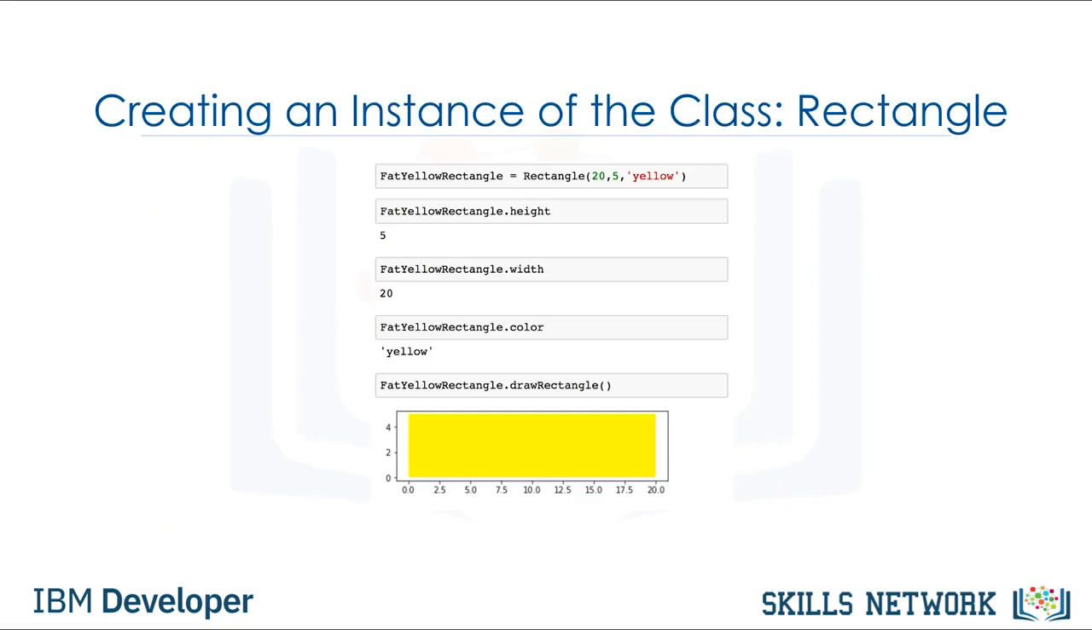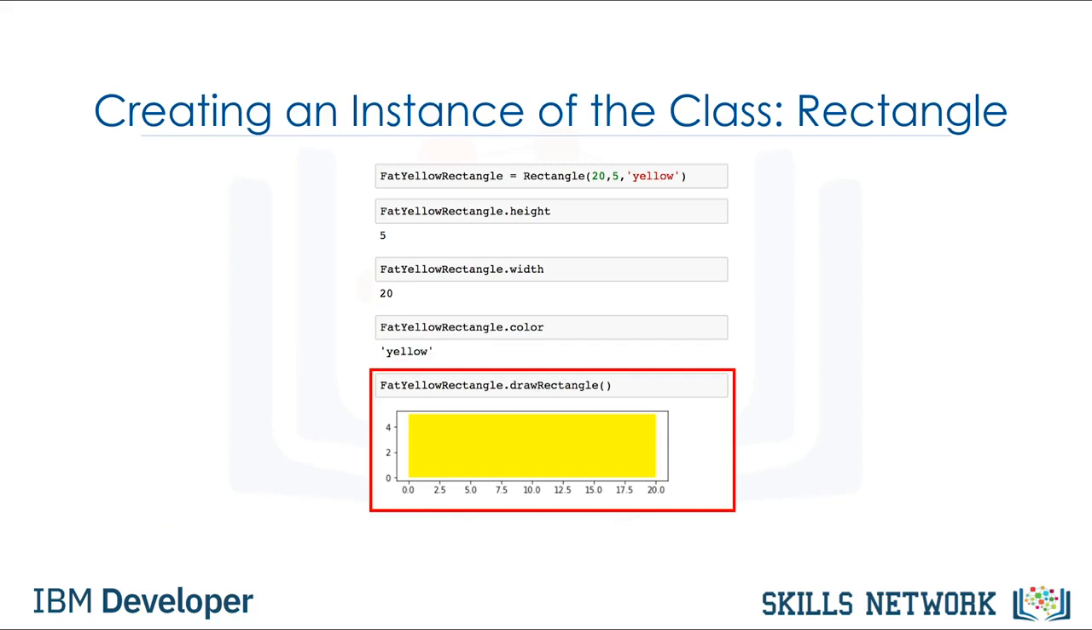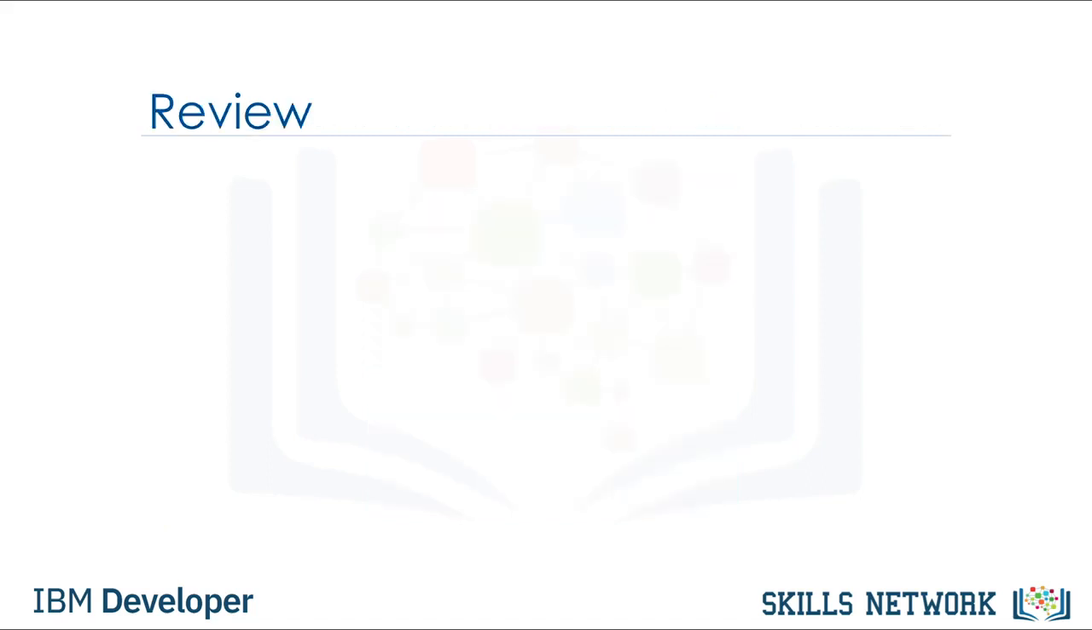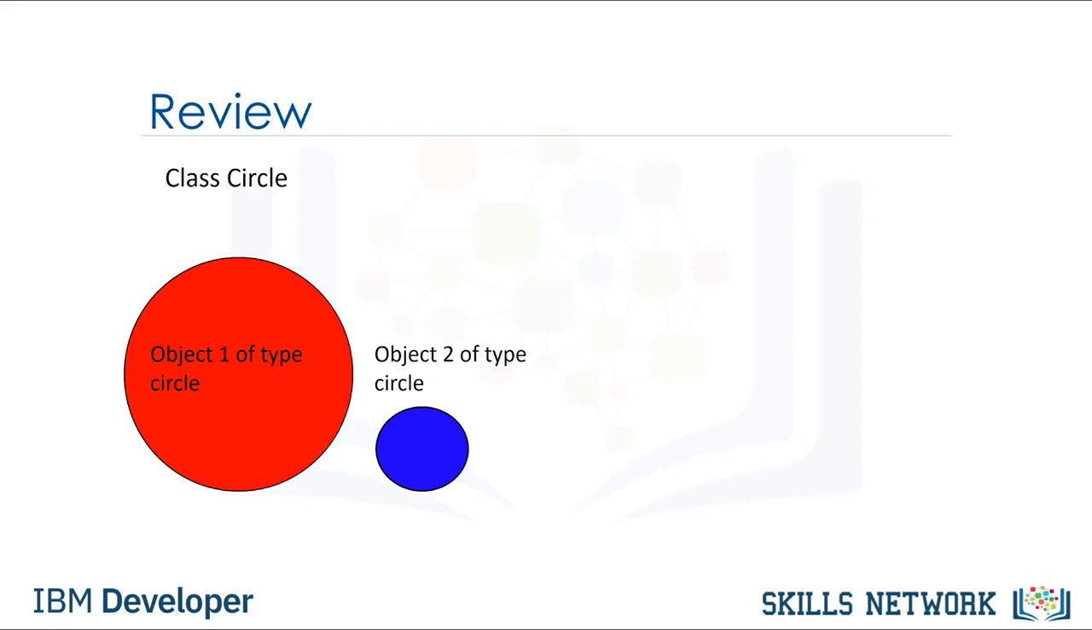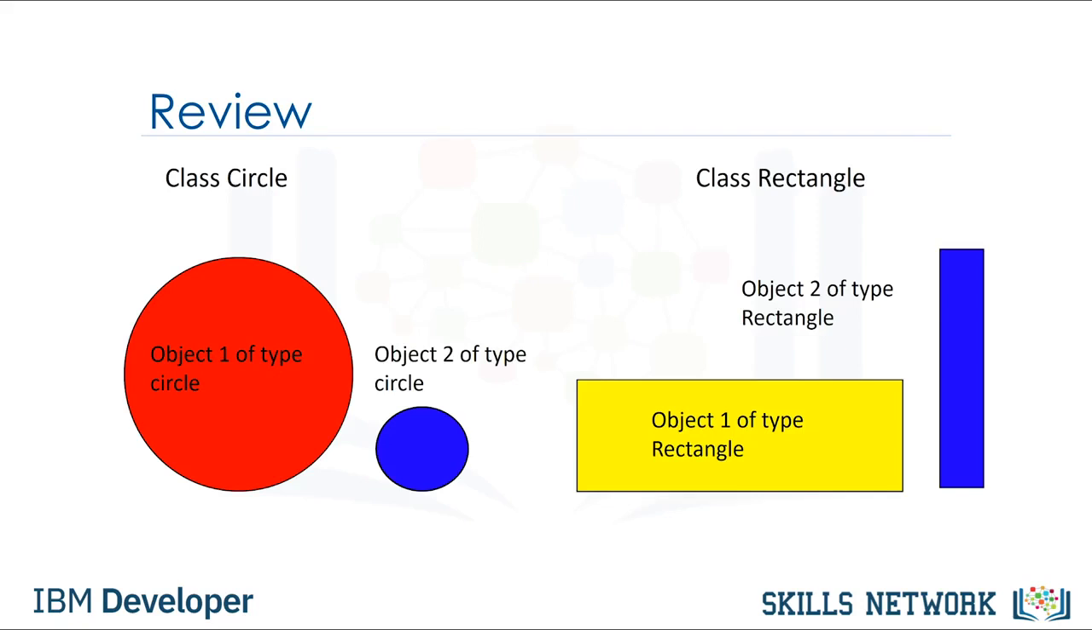In the lab, we have a similar class for rectangle. We can create a new object of type rectangle using the constructor. We can access a data attribute of height. We can also access the data attribute of width. We can do the same for the data attribute of color. We can use the method drawRectangle to draw the rectangle. So we have a class, an object that is a realization or instantiation of that class. For example, we can create two objects of class circle or two objects of class rectangle.